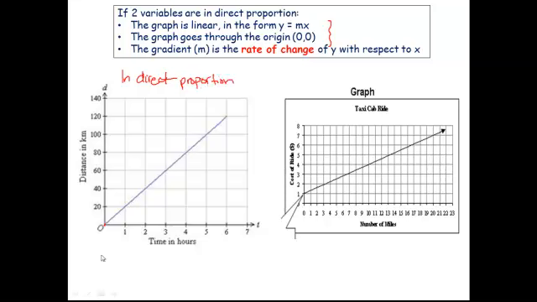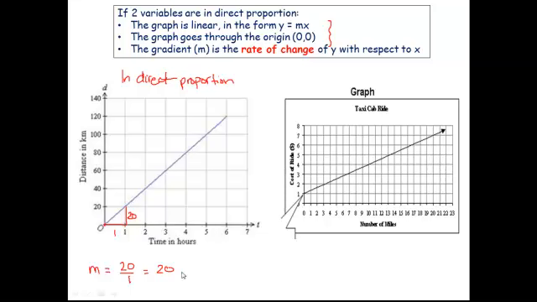Now, when I take a look at the gradient of this graph, what does it actually tell us? Let's take a look. I'll draw my little triangle. My rise is 20 and my run is 1. Okay, my rise is 20 kilometers and my run is 1 hour. So I get 20 over 1, which is just 20.